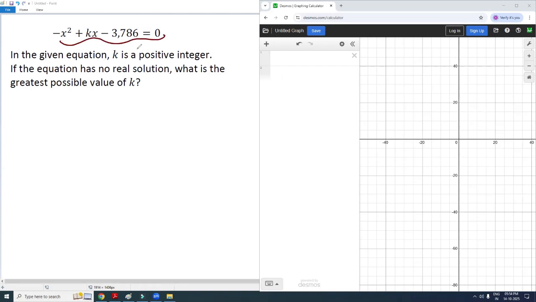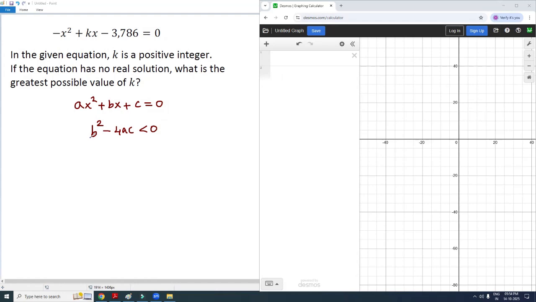Here we have a quadratic equation. Let me consider the quadratic equation in standard form, that is ax squared plus bx plus c equals 0. When a quadratic equation in standard form has no real solution, the value of the discriminant, b squared minus 4ac, is less than 0. So for the given quadratic equation, which has no real solution, the discriminant will be less than 0.